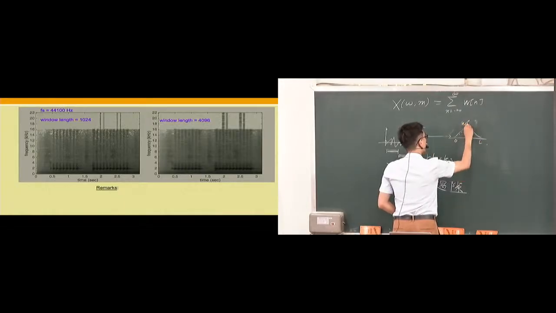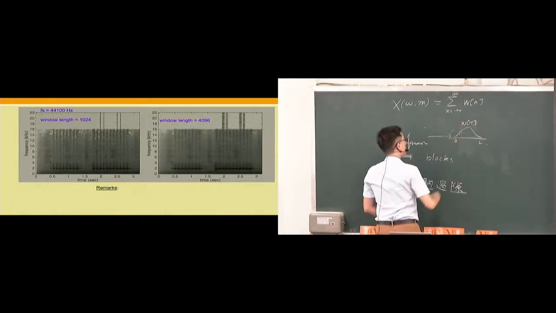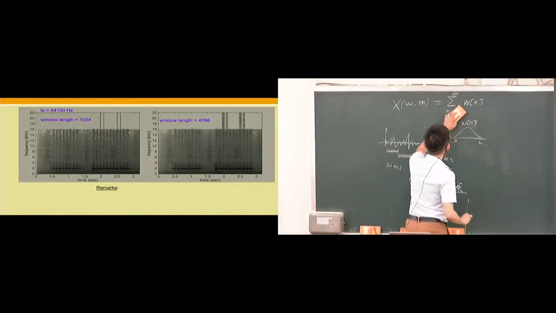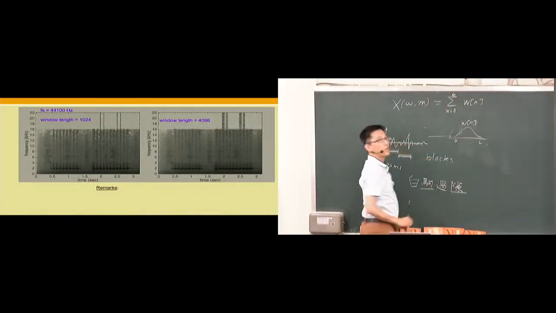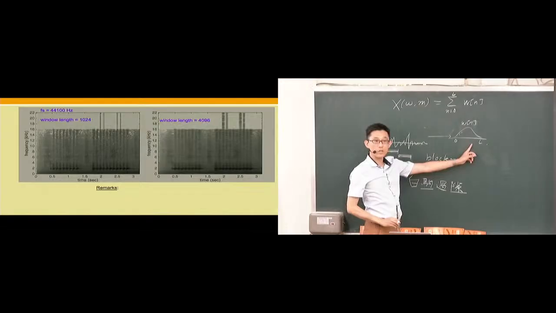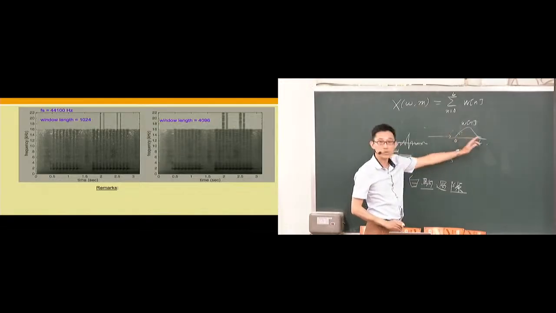Your window duration is finite, so for the sake of being clear about this, from 0 to L. L is the length of the window, okay? Assume that the window lasts from time 0 to time L, okay?